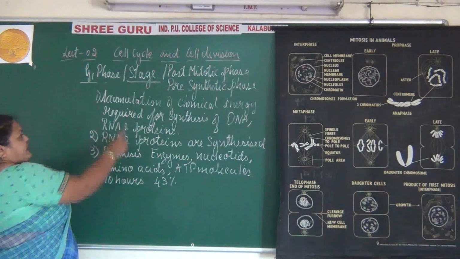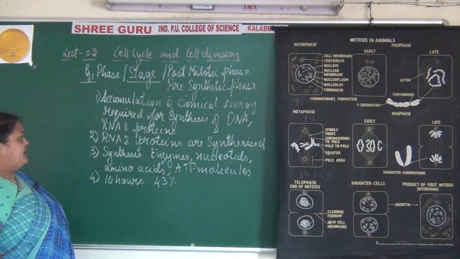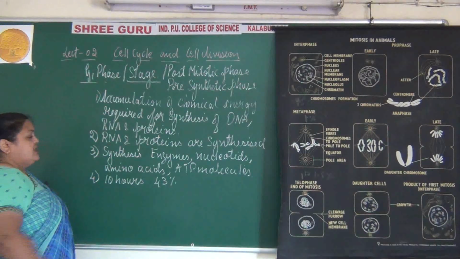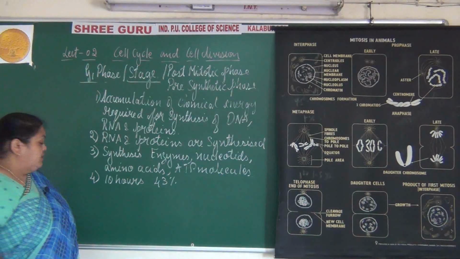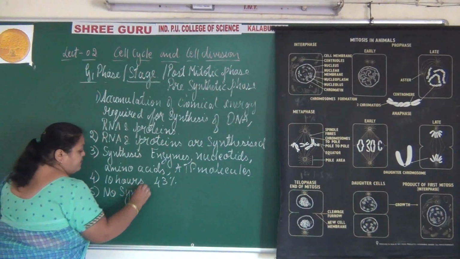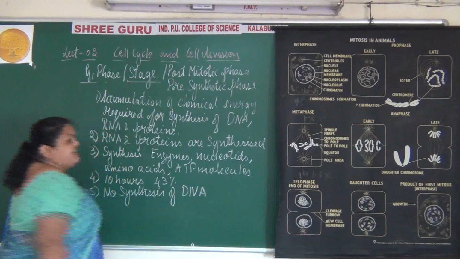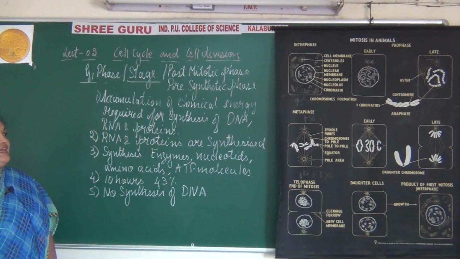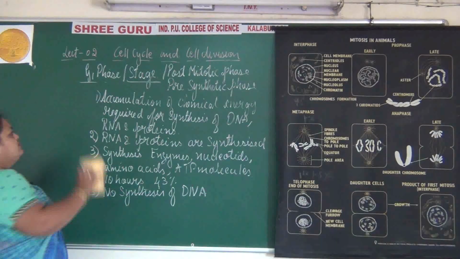Once again we will go through it. There is accumulation of chemical energy which is required for the synthesis of DNA, RNA and proteins. There is synthesis of RNA and proteins. There is synthesis of enzymes, nucleotides, amino acids and ATP molecules, but there is no synthesis of DNA. Still, the DNA is not synthesized in this process. So in G1 phase, these are all the features that occur in the first growth phase.